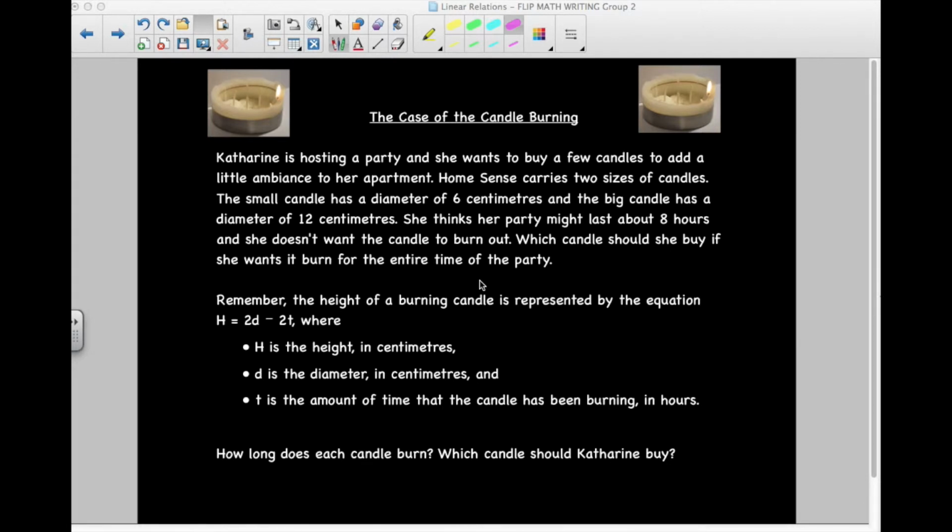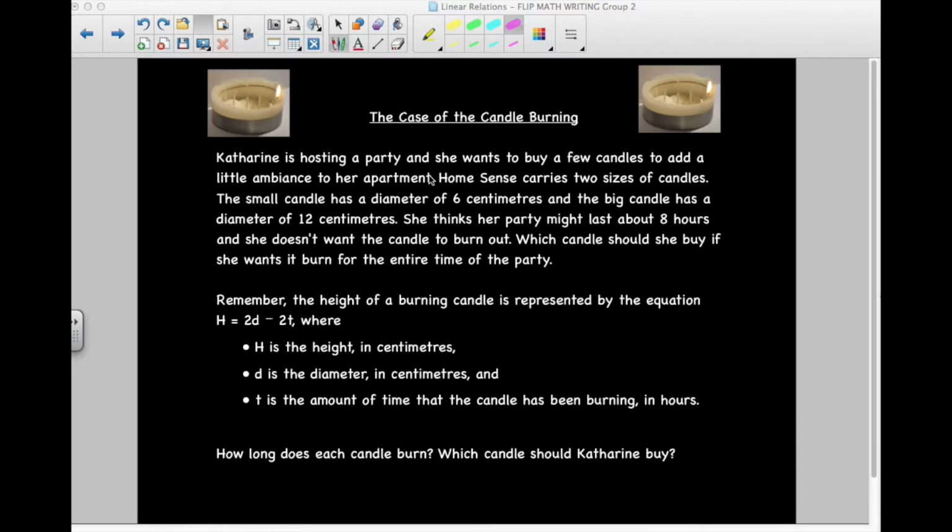Which candle should she buy if she wants it to burn for the entire time of the party? Remember, the height of a burning candle is represented by the equation h equals 2d minus 2t, where h is the height in centimeters, d is the diameter in centimeters, t is the amount of time that the candle has been burning in hours. So how long does each candle burn, and which candle should Catherine buy?